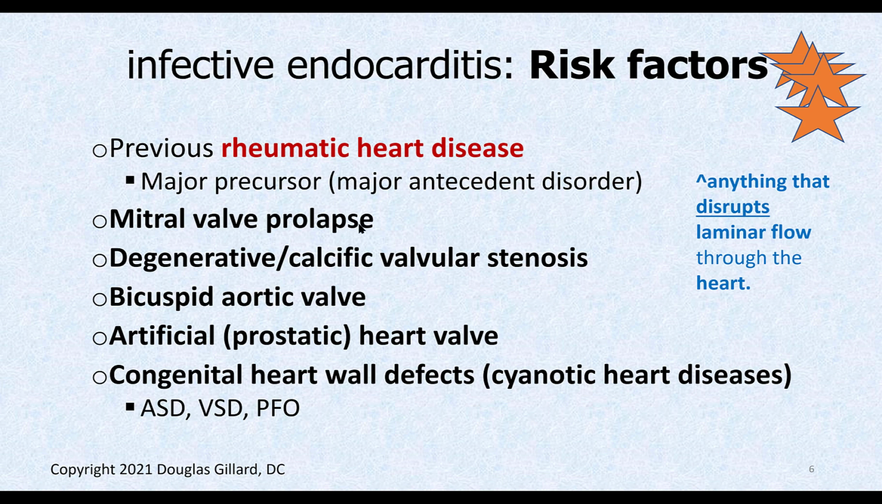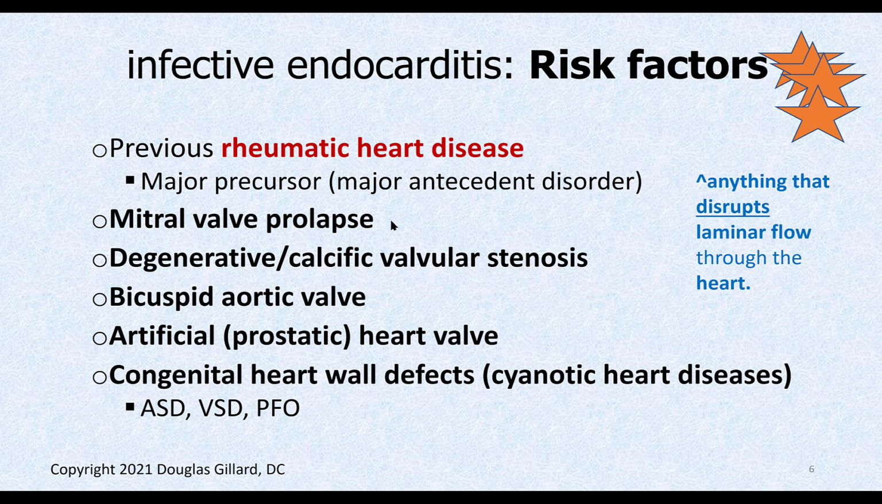Heart valve prolapse for any reason. Maybe it's from rheumatoid heart disease, but you could be born with it as well. You could be born with degenerative disease of the valves, stenosis, with calcium, without calcium. So any valve disease. Bicuspid aortic valve, it's another valve. You're born with 2 instead of 3 cusps. Artificial heart valve always increases the risk.